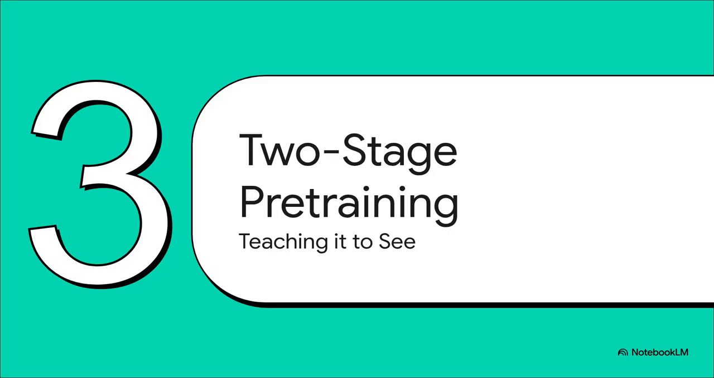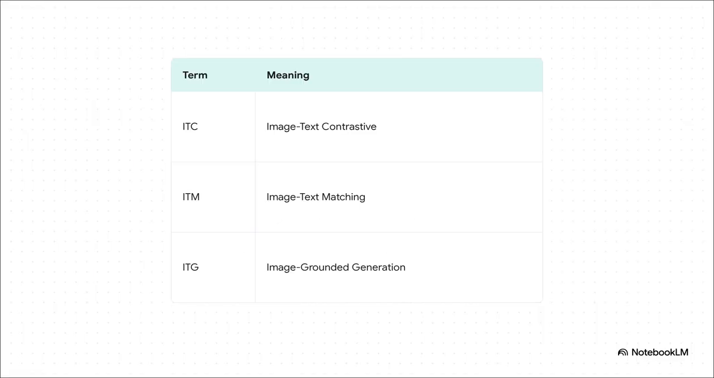Part 3. Two-stage pre-training. Now, having a slick bridge is completely useless if it doesn't actually know how to translate sight into text, right? So during stage 1 of pre-training, the really interesting thing to pay attention to is what is actually missing. There is absolutely no LLM involved yet. None. The vision model is completely frozen, and only the Q-former is training.